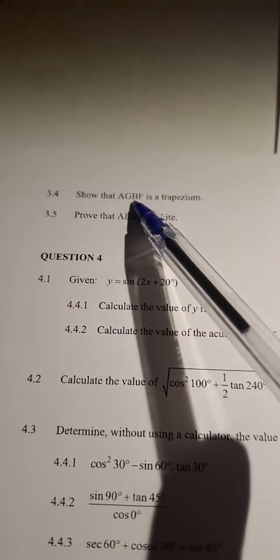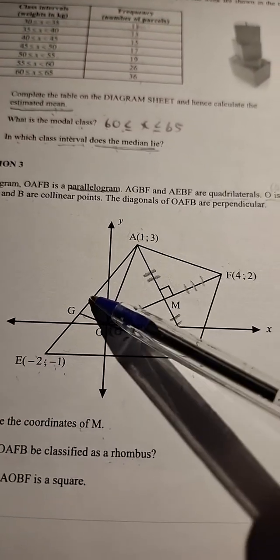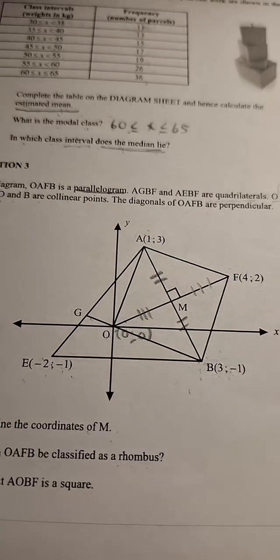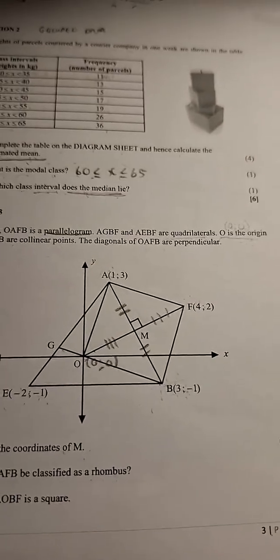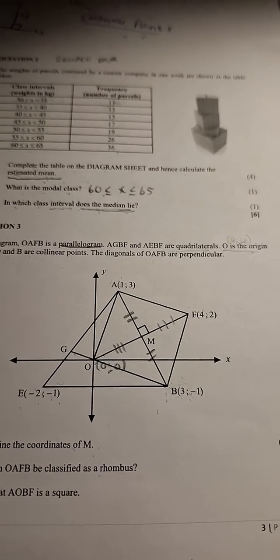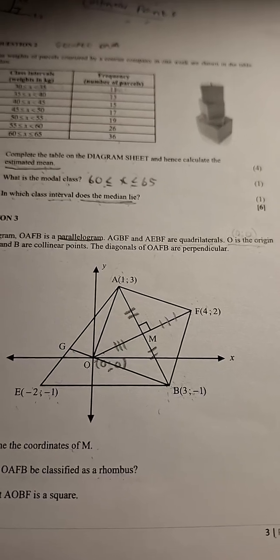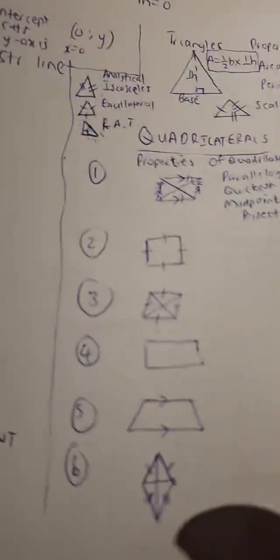So here, show that AGBF is a trapezium. So where's AGBF? We need to show that that is a trapezium. So what do we need to show that a quadrilateral is a trapezium? Remember, what is the special characteristic of a trapezium? Do you remember from my notes? Guys, I'm kind to you. Then you use analytical methods. One property, one pair of parallel sides.